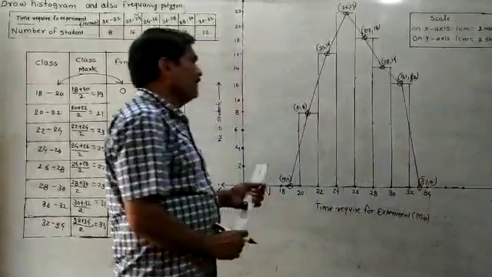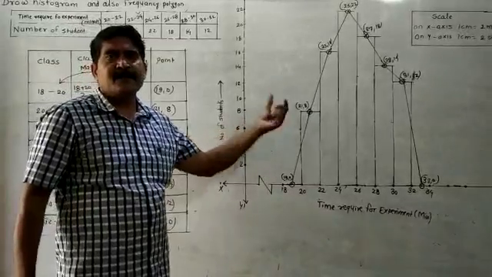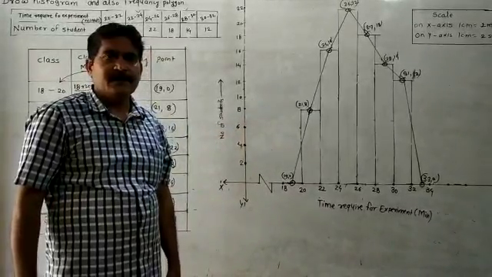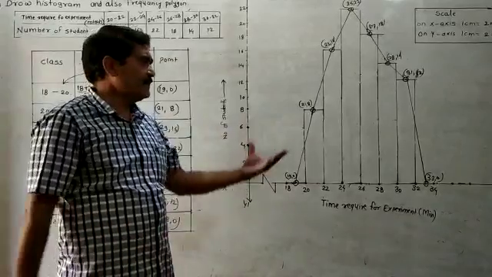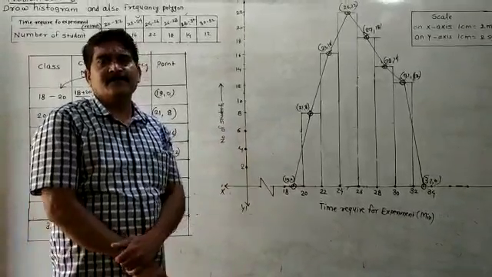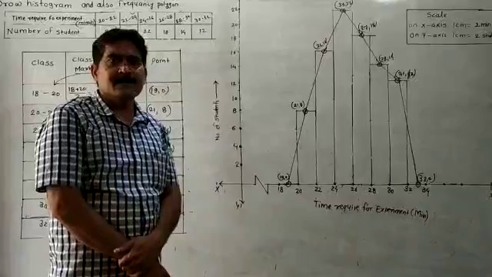In this way you have to draw the histogram together with the frequency polygon. I think you understand. This is a very simple way, and you have to draw each and everything properly in the book.